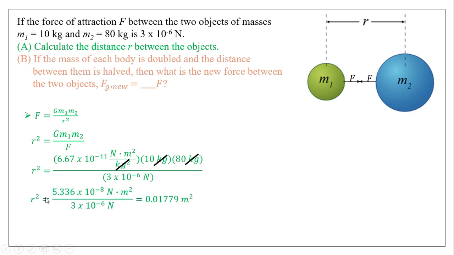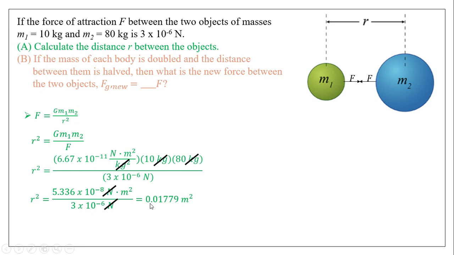So r squared is going to equal 5.336 times 10 to the negative 8 divided by 3 times 10 to the negative 6. I multiplied the numerator just so that it shrinks down to one value. If you can do all this on your calculator in one scoop, great for you. If you can't, I highly encourage you to simplify the numerator to get one number, and then divide the numerator by the denominator, so that it prevents calculator errors. Newtons in the numerator and denominator cancel out, which leaves us with units of meters squared.